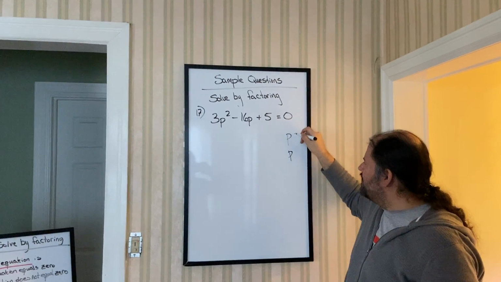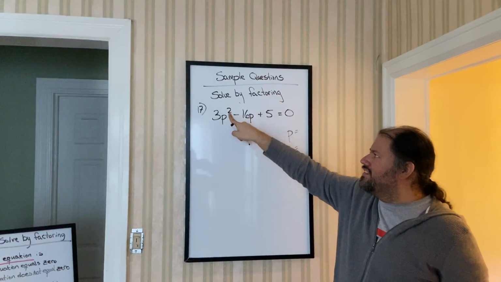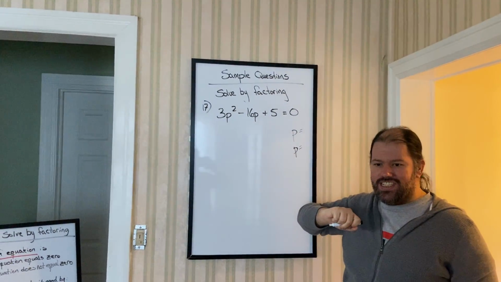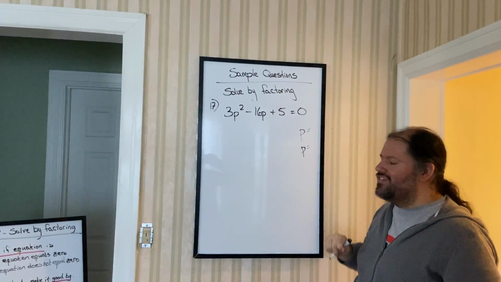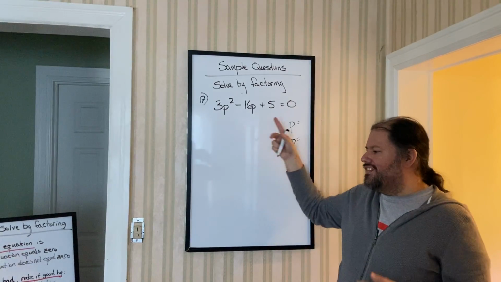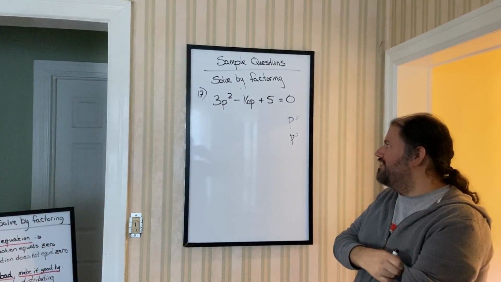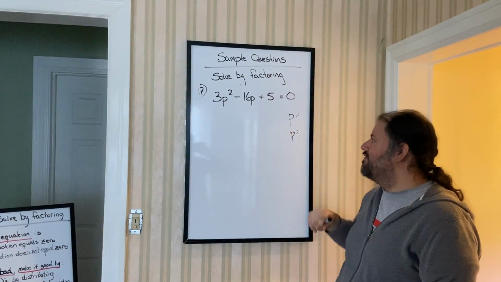How do I know I'm going to have two answers? Well, because it's solved by factoring with an equal sign, look to see what our highest exponent is. 2 means I'll have two answers for this one. If it's cubed, 3 answers. We don't have any that are the 4th or the 5th, but you could have 4 answers or 5 answers, depending on what the highest degree is.